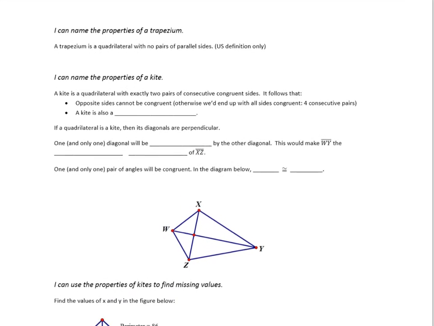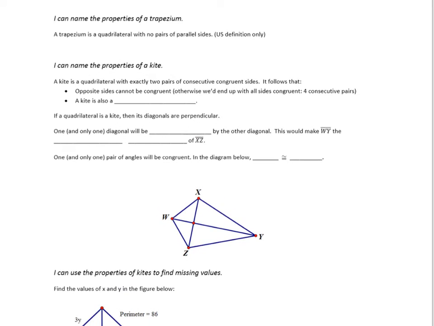Our last big umbrella term in quadrilaterals are called trapeziums. And trapeziums are quadrilaterals with no pairs of parallel sides. This is a word only used in the US. In the UK, trapeziums and trapezoids are the same thing. But hey, the UK is kind of crazy, so we're going to ignore that and say that a trapezium has no pair of parallel sides.